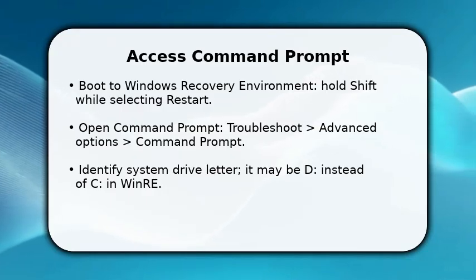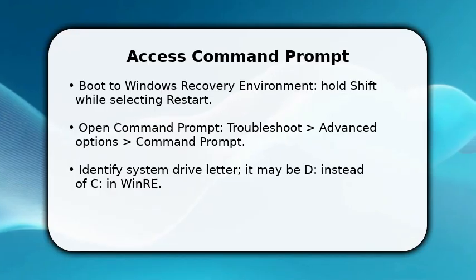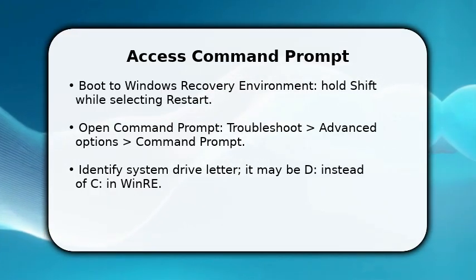You are already in Windows Recovery, so start now. First, confirm the system drive letter by running diskpart, list volume, then exit. Once done, create a BCD backup with bcdedit /export c:\bcdbackup. This preserves the current boot config.